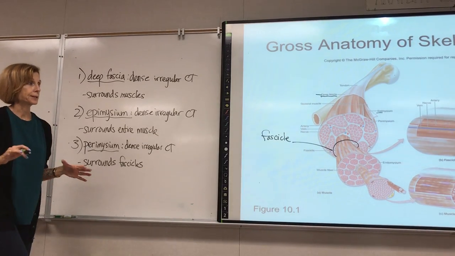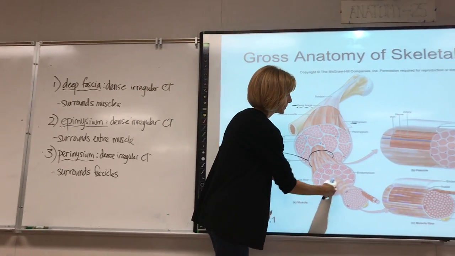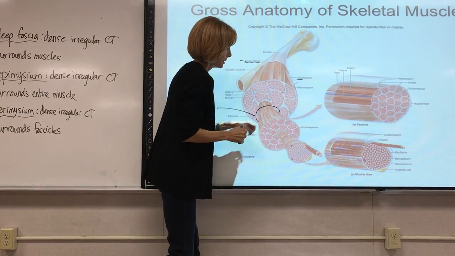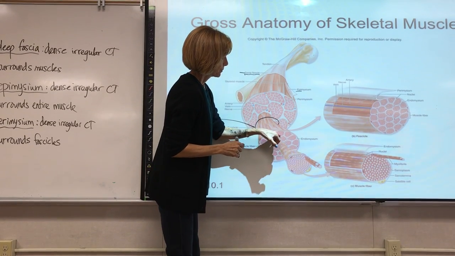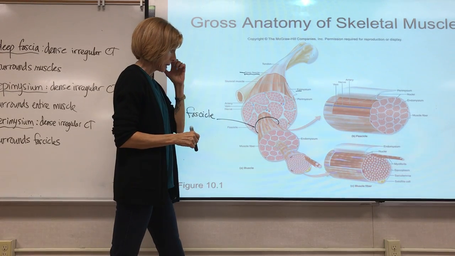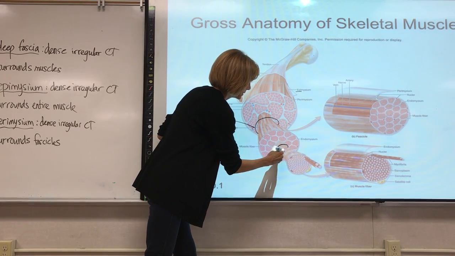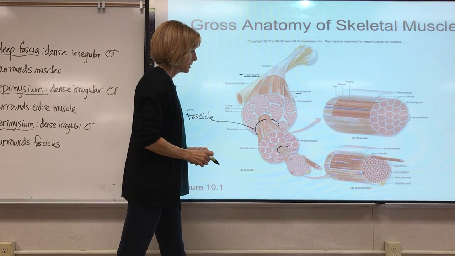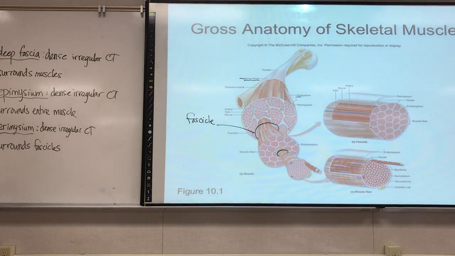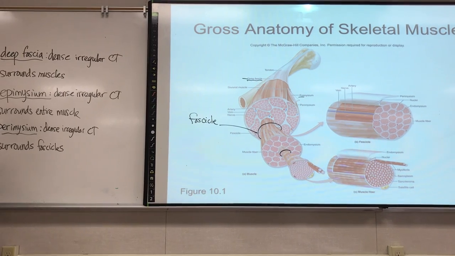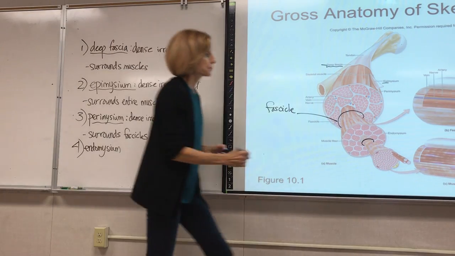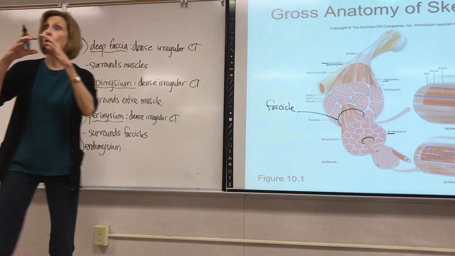Okay, so finally, the last layer of connective tissue is around each individual muscle fiber. This whole thing here is a fascicle sticking out. Notice each of these would be a muscle fiber or muscle cell. They're showing one muscle fiber sticking out here. This thing is a muscle fiber, also called a muscle cell, and they are surrounded by a thinner, more delicate type of tissue. It's actually areolar, or loose connective tissue, and that is called the endomysium. Whenever you see the prefix endo, it's referring to the innermost layer.